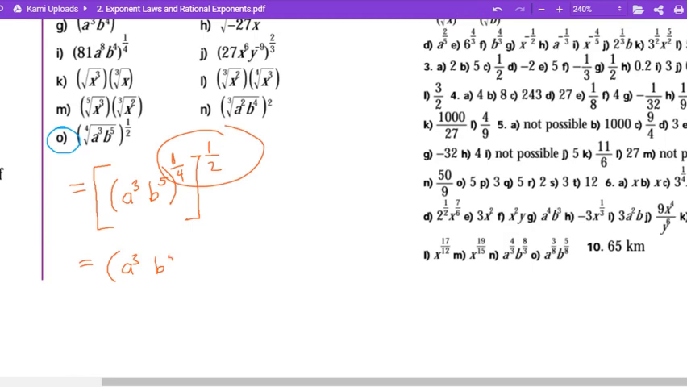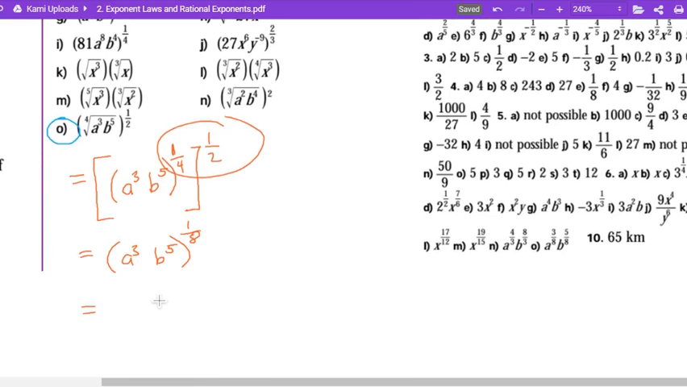I notice I haven't touched the a and b. For now, I just have 1 over 8, and 8 becomes my index when I write it in radical form. Oh, I'm not writing in radical form, sorry. Now I expand this exponent, so I have a to the 3 over 8 and b to the 5 over 8.